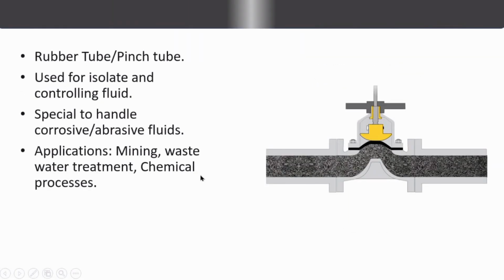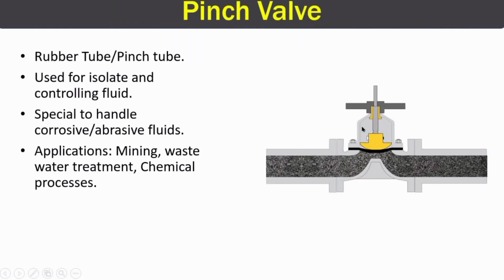Next valve category is pinch valve. Here in the image you can see there is a rubber tube, or you can say a pinch tube, and that's how it works. It actually pinches the fluid flow, and they are used to handle corrosive or abrasive fluids in applications like mining, wastewater treatment, and chemical processes.